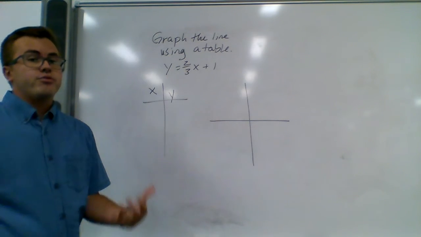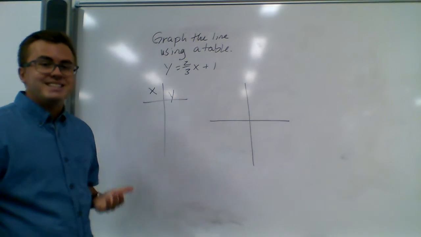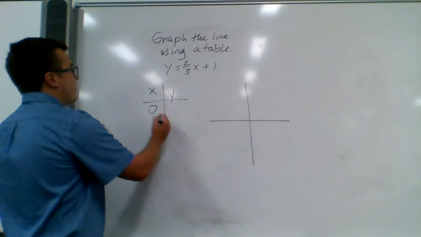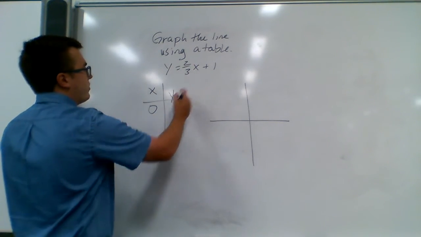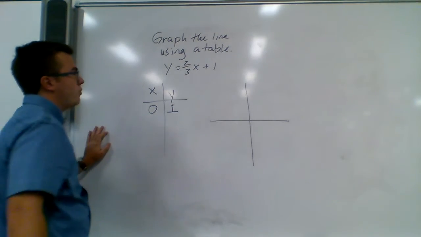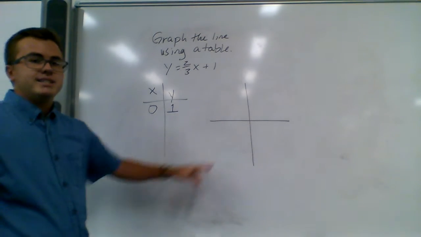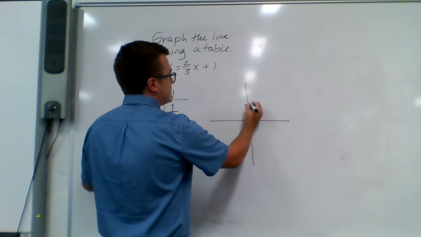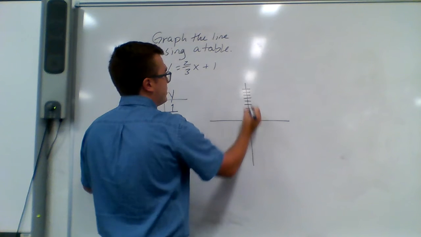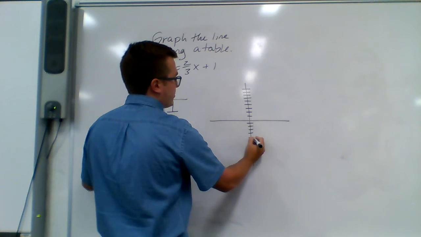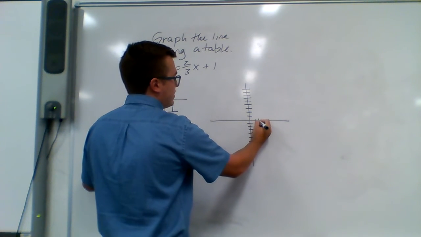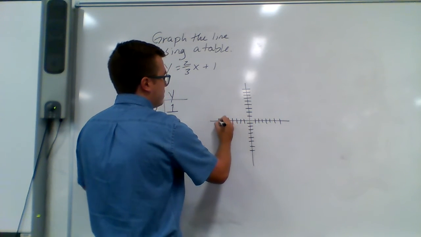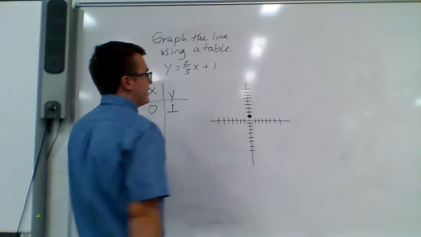Now, again, the first choice I think always should be 0. See if 0 would be a good choice. If I input 0, then that's super easy because if I put a 0 there, I'm left with just positive 1. So that's super easy. So I can go ahead and graph that point, 0, 1. Let's put some slashes on here. If you had graph paper, that would be great. All right, 0, 1 is right there.